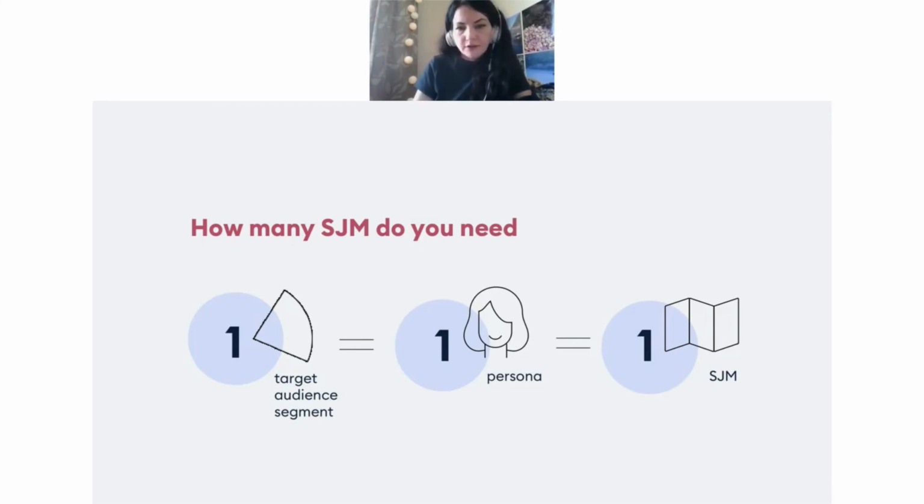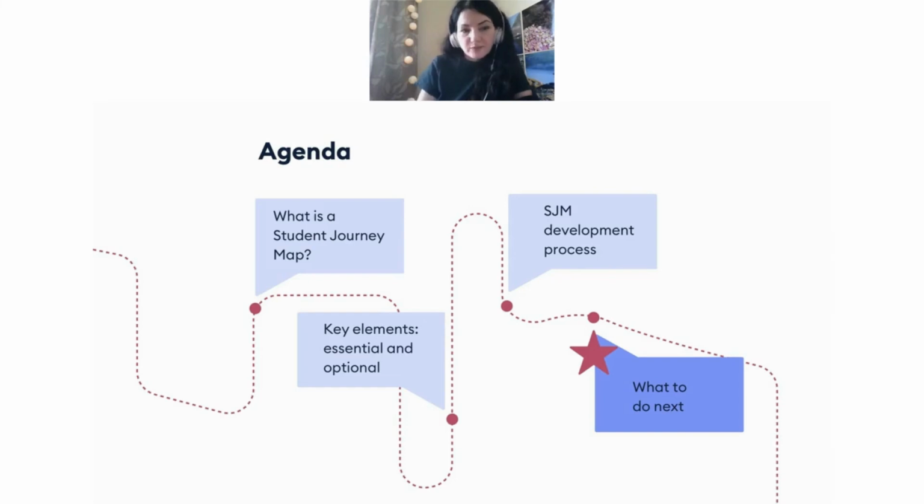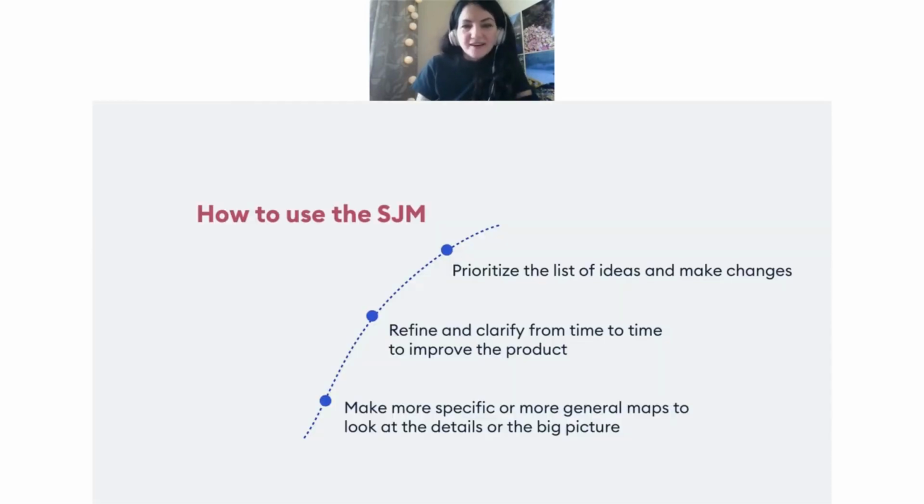Okay, what's next? You've created your student journey map and you have the list of ideas. What to do with all these maps when it's completed? Of course, you select the ideas and make improvements. You can return to this journey map from time to time, freshen up, and come up with ideas.